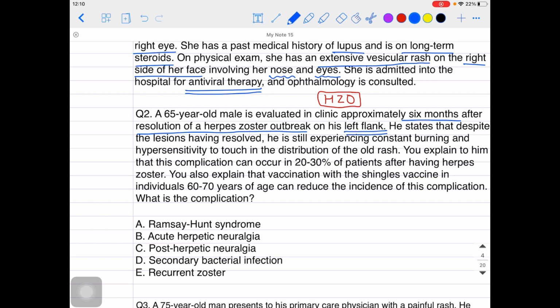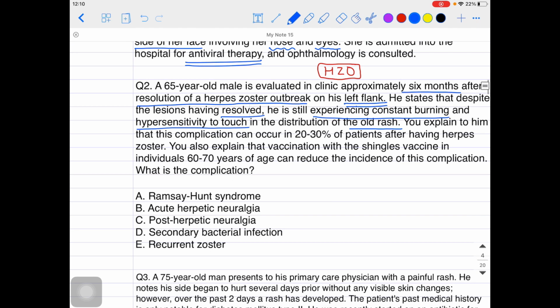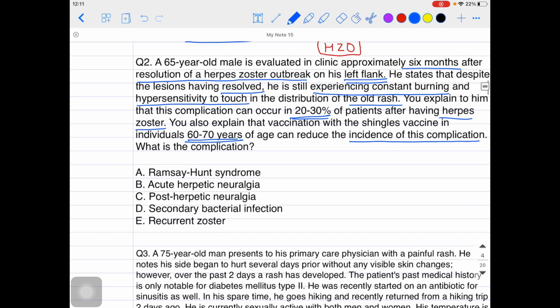Now he states that despite the lesions having resolved, he is still experiencing constant burning and hypersensitivity to touch in the distribution of the old rash. I hope you are getting the point. You explain to him that this complication can occur in 20 to 30% of patients after having herpes zoster. You also explain that vaccination with the shingles vaccine in individuals 60 to 70 years of age can reduce the incidence of this complication. For example, the live vaccine can reduce the incidence of this complication.